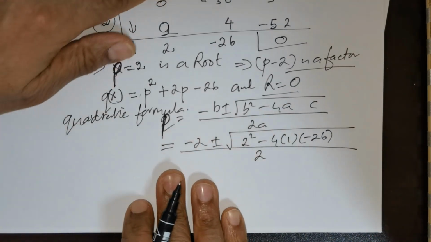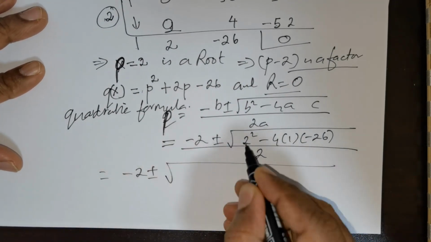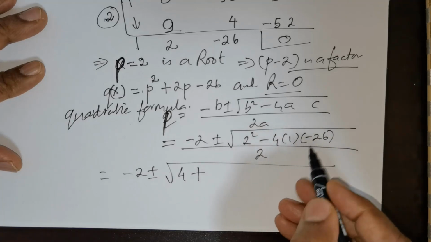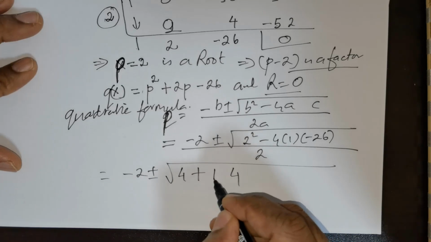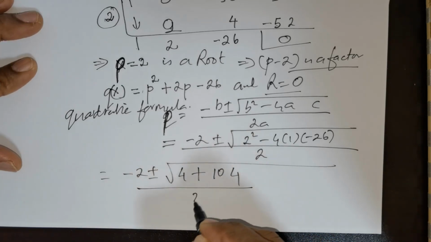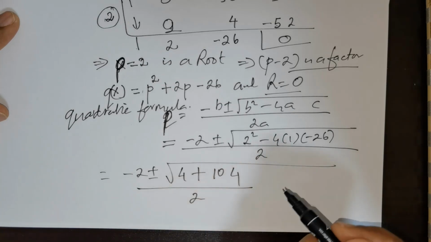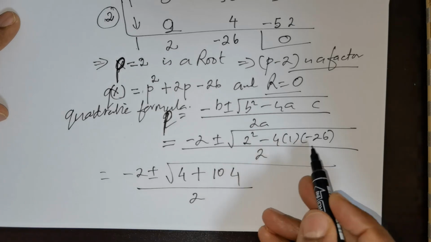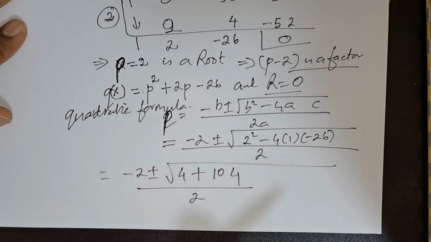So if I simplify this, it gives me negative 2 plus or minus the square root of 2 squared, which is 4, minus negative 4 times 26... 4 times 6 is 24, 24 plus 4 times 2 is 8, so 4 plus 104 is 108. This is divided by 2. So we have 108, and this is what we've got.